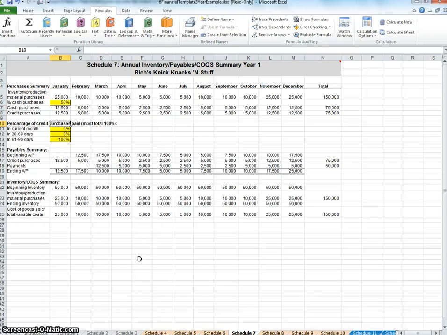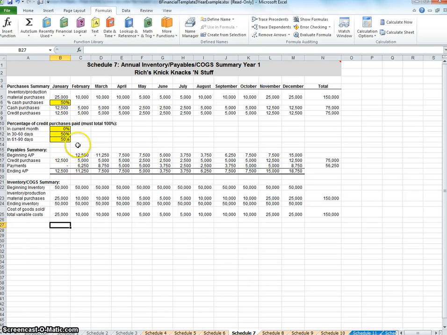And of all those credit purchases I make, I pay 50% of them within 30 to 60 days, and where I can get away with it, I try to stretch my payment terms to 61 to 90 days. The idea being, if I can collect cash within 30 to 60 days, I can then pay it within 61 to 90 days if my vendors allow me to get away with that.